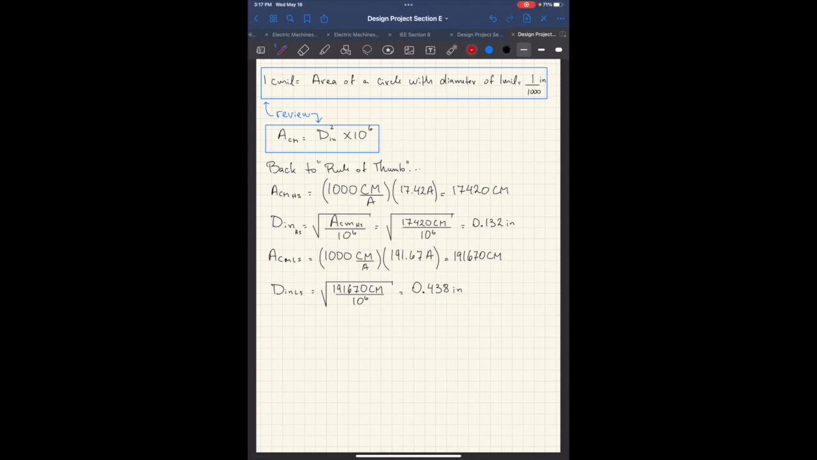If you want to highlight some numbers, this is a good number to highlight, and this one as well.